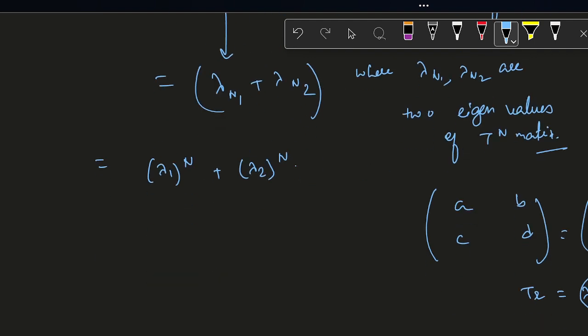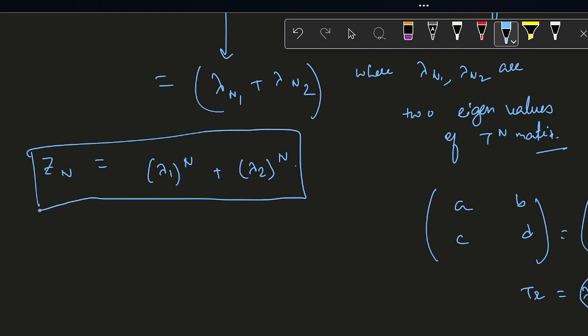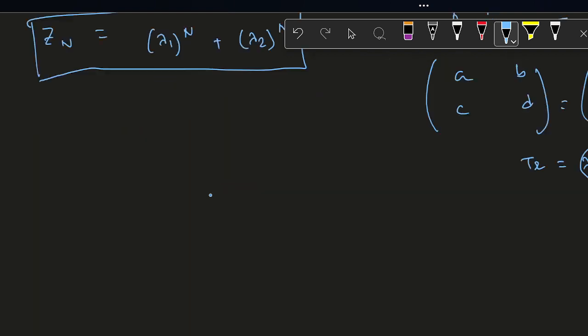Okay, so up to this point you get that your partition function is nothing but the summation of the eigenvalues of the new matrix T to the power n, where the summation can also be written as the nth powers of the eigenvalues of the transfer matrix T, that is lambda 1 to the power of n plus lambda 2 to the power of n. So now the rest is very easy.